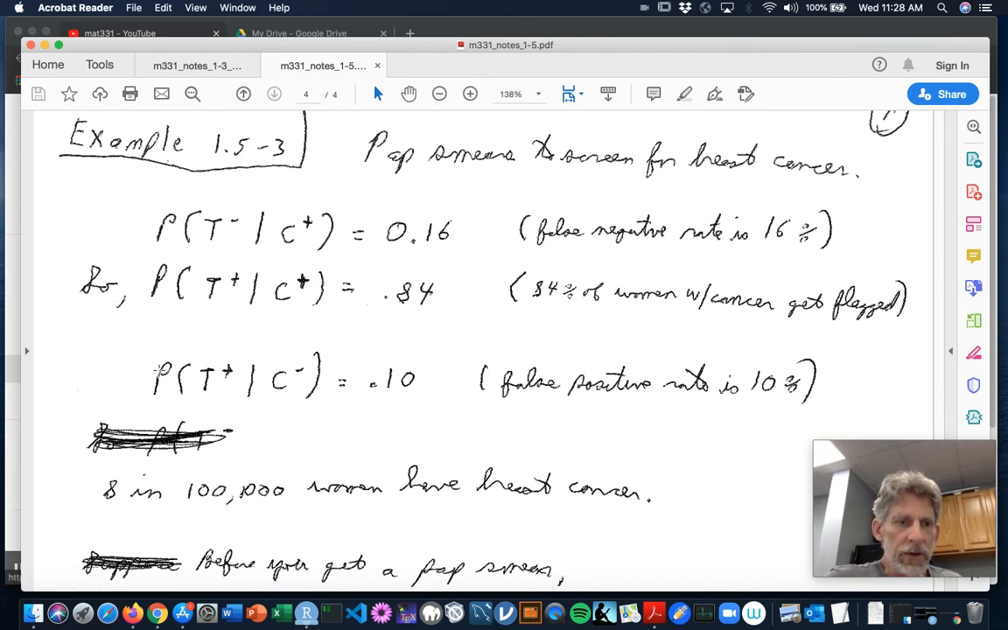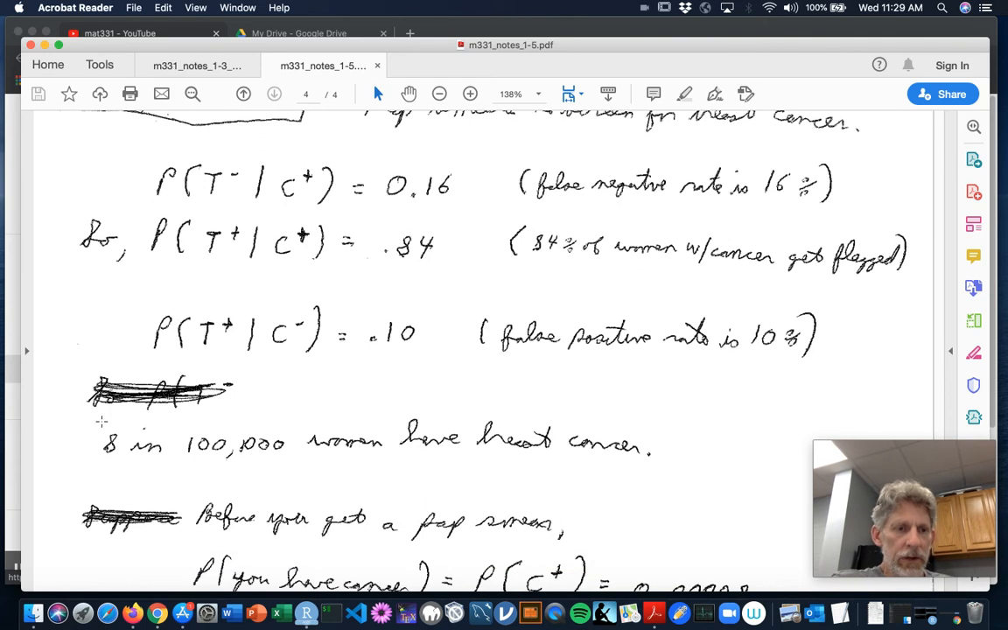Now, the other thing that you worry about besides false negatives is false positives. Those are when the test comes back and says, I'm seeing some evidence of breast cancer here, but the person doesn't really have breast cancer. The history on pap smears is that this rate was 10%, meaning that when a person did not have breast cancer, event C minus, 10% of the time the test came back positive.